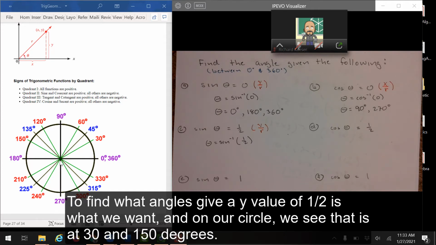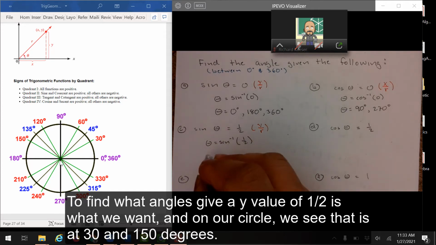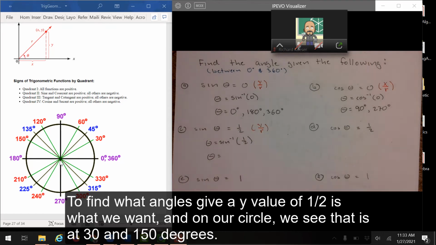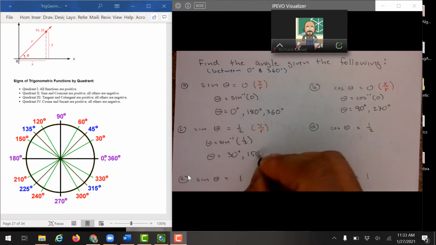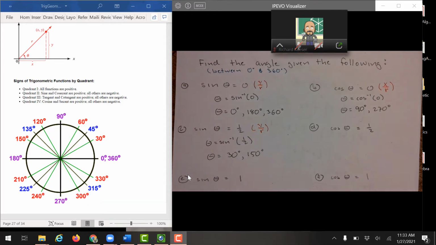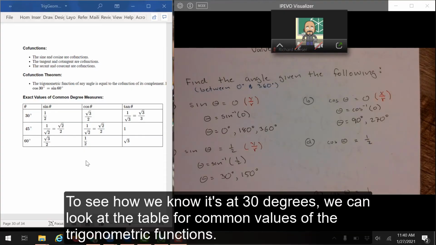To find what angles give a y value of 1/2 is what we want. And on our circle, we see that it is at 30 and 150 degrees. To see how we know it's at 30 degrees, we can look at the table for common values of the trigonometric functions.